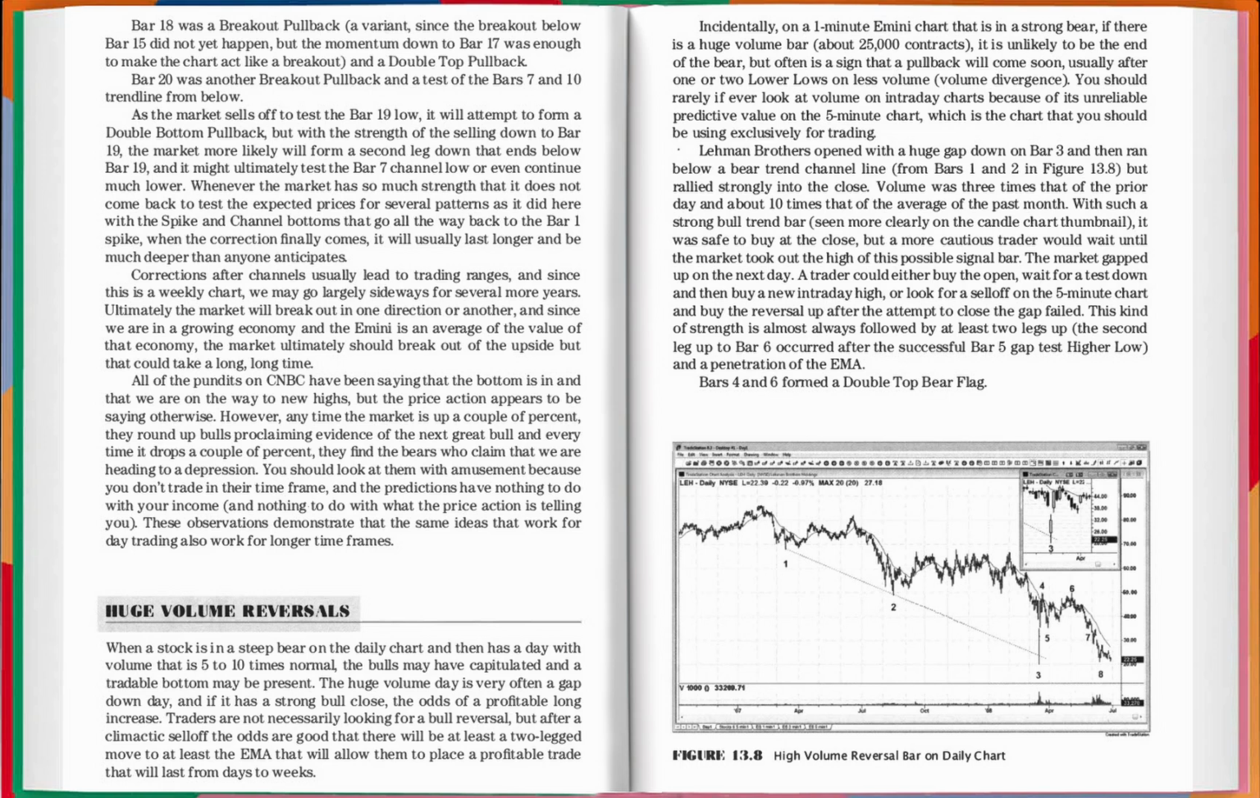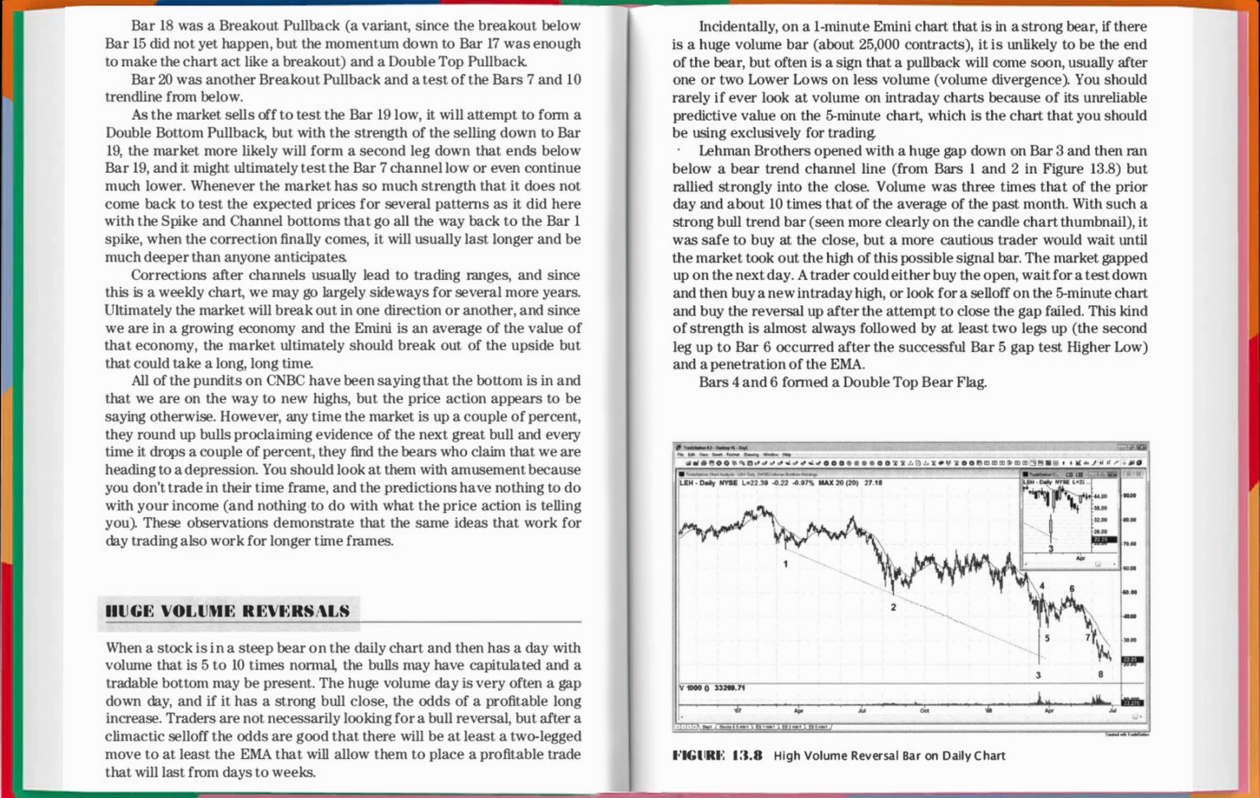Incidentally, on a 1-minute E-mini chart that is in a strong bear, if there is a huge volume bar, about 25,000 contracts, it is unlikely to be the end of the bear, but often is a sign that a pullback will come soon, usually after 1 or 2 lower lows on less volume divergence. You should rarely, if ever, look at volume on intraday charts because of its unreliable predictive value on the 5-minute chart, which is the chart that you should be using exclusively for trading.